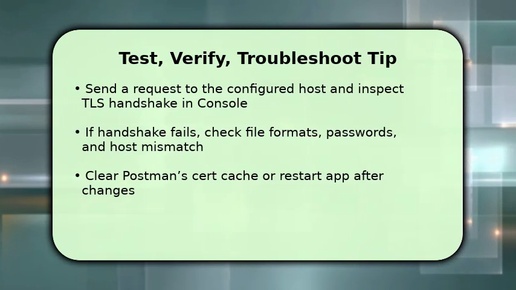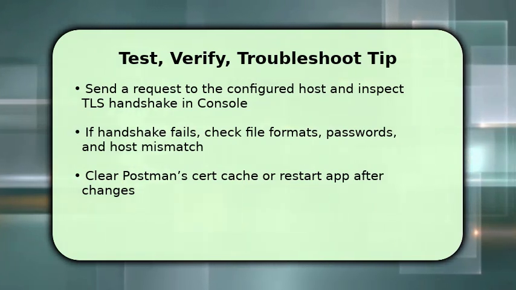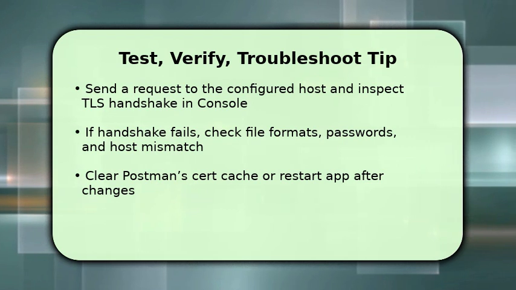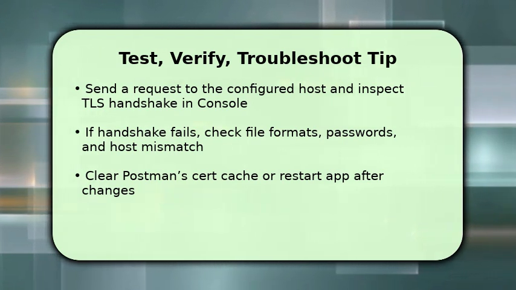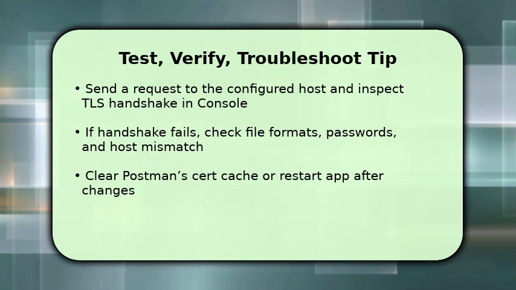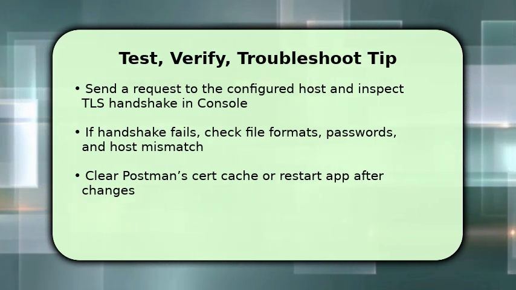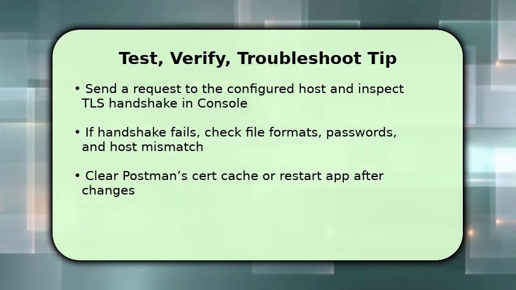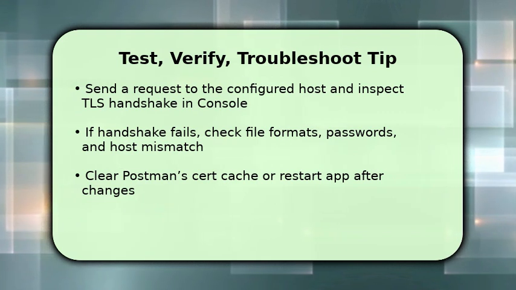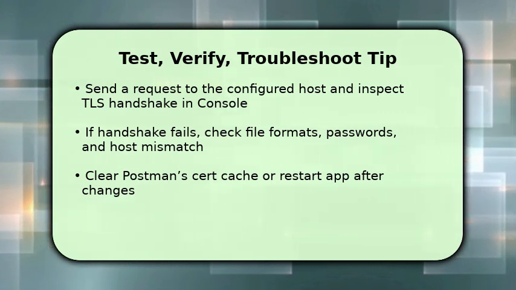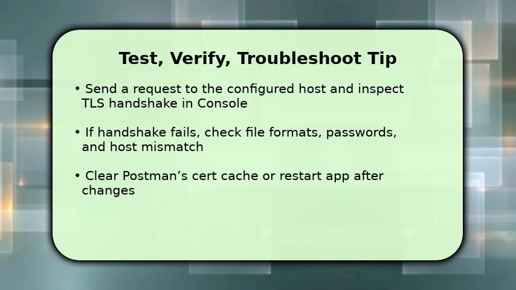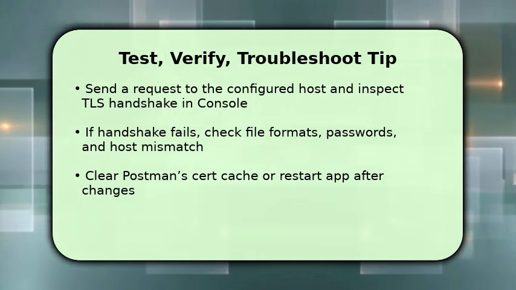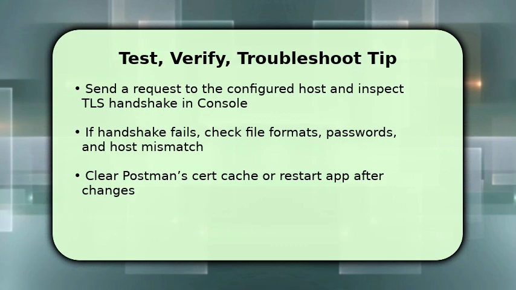Now make a request to the target host and immediately open the Postman console to watch the TLS handshake and headers. If authentication succeeds, you'll see the client certificate sent. If it fails, double-check the file format, CRT/key versus PKCS12, any password, and that the host port exactly matches the certificate entry. If problems persist, restart Postman or clear its cert cache, because Postman sometimes holds previous cert state. This simple restart often resolves apparent configuration errors.